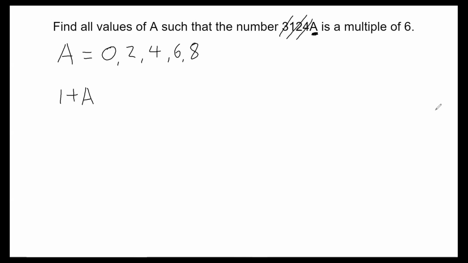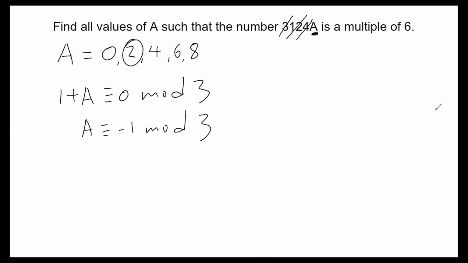And in order for this to be 0 mod 3, then a has to be negative 1 mod 3. And the only numbers that work are 2 and 8.